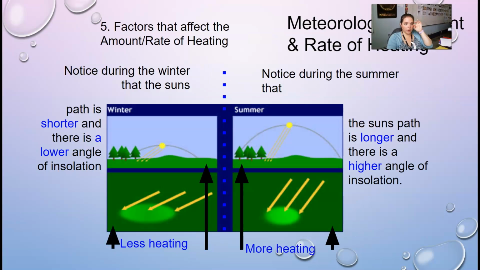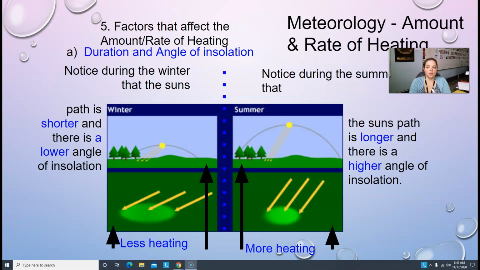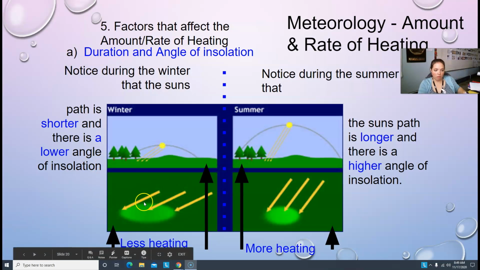Okay, so another thing you have is this duration and angle of insolation. That's how long we are being hit with the energy. So the duration is the first one, the angle is the second one. In the winter, the sun's path is shorter. See how short that is? It's kind of flatter to the ground. So there's more area being heated by a small little bit with a lower angle. So that means less heating.